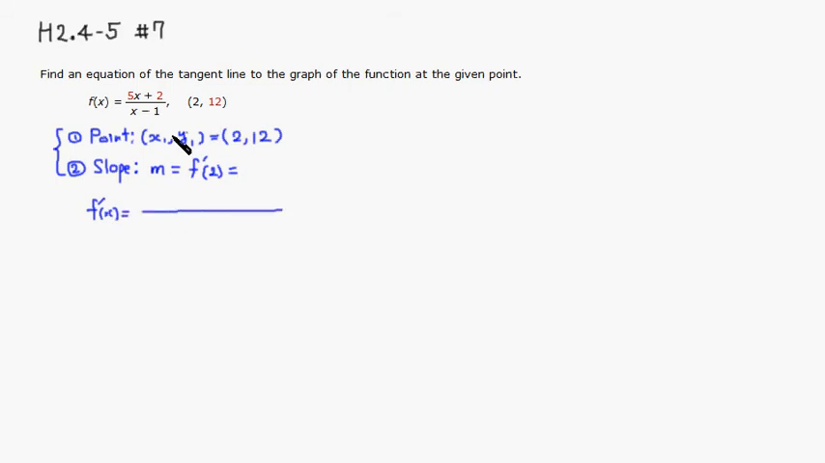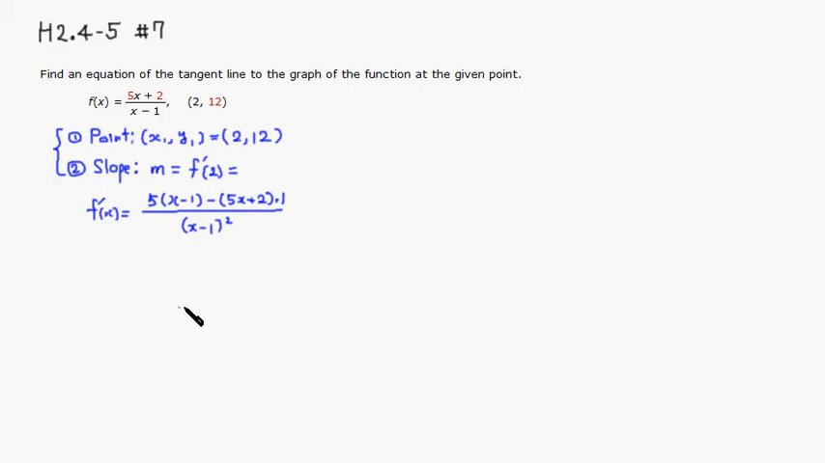since it's a quotient, we use the quotient rule. Square the denominator, so quantity x minus 1 squared. Derivative of the top is 5 times the denominator, x minus 1, minus the top, which is quantity 5x plus 2, times the derivative of the denominator, which is 1. So multiply by 1.